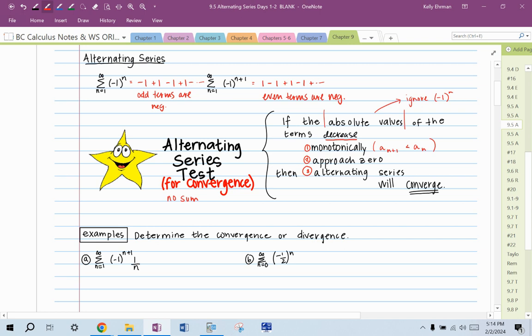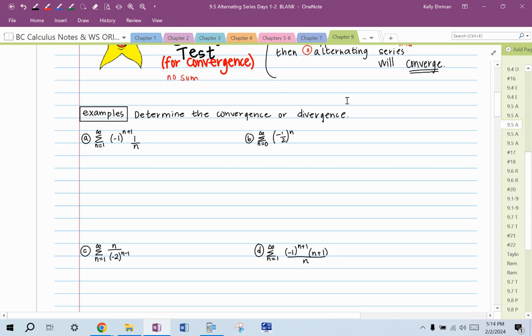The terms have to be approaching 0. So to show that, you're going to show the limit as n approaches infinity of a sub n equals 0. That's just nth term test, right? We survived that. If those three things are true, we're alternating, monotonically decreasing, and terms are approaching 0, then the alternating series will converge. Right?